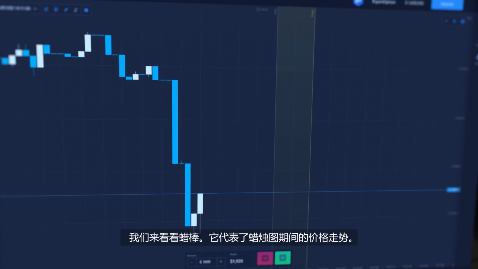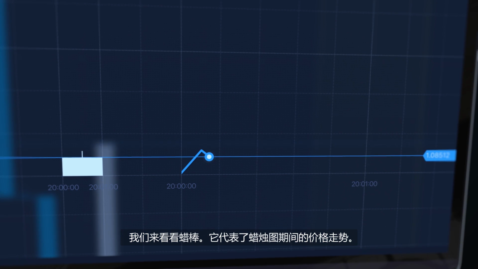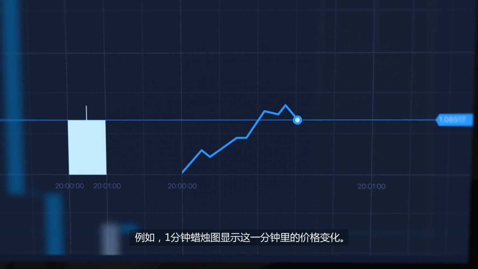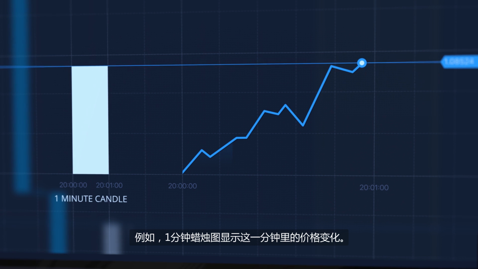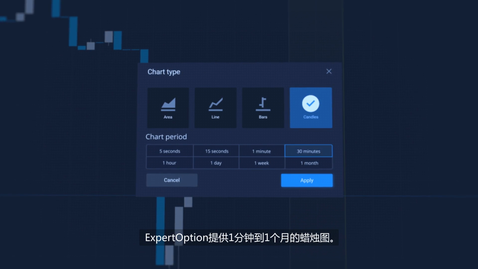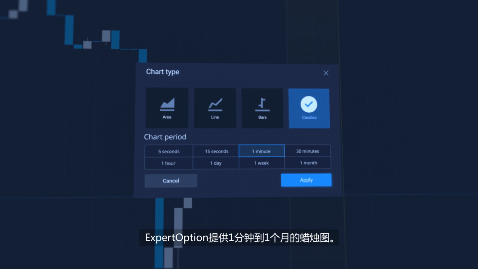Let's take a look at candlestick. It represents price movement during a time frame of the candle. For example, 1 minute candle shows how the price has changed in that minute. At ExpertOption, there are candles from 1 minute up to 1 month.